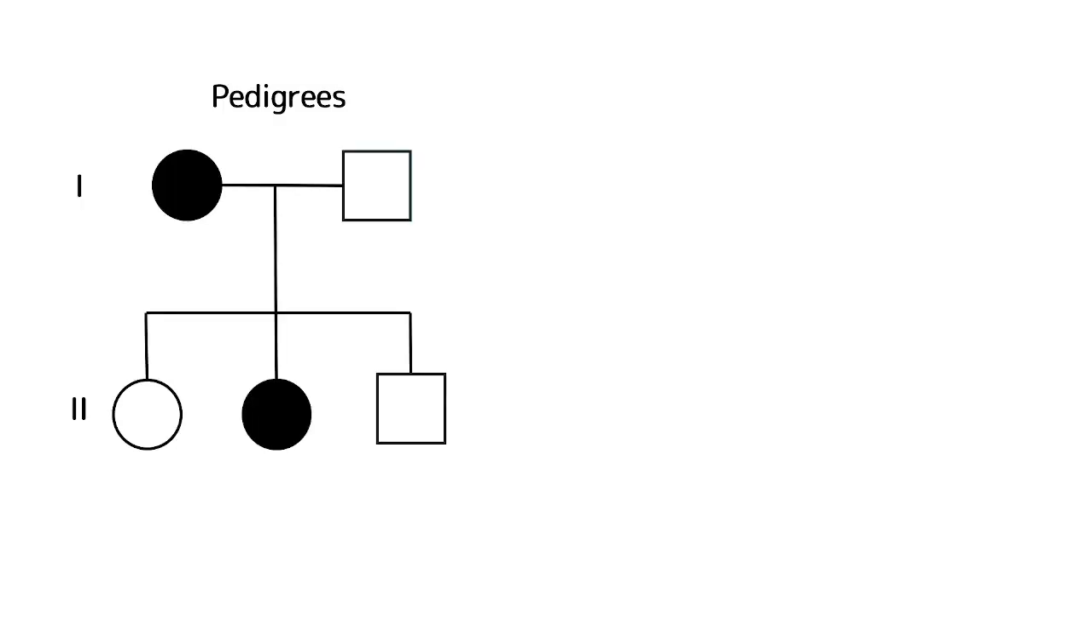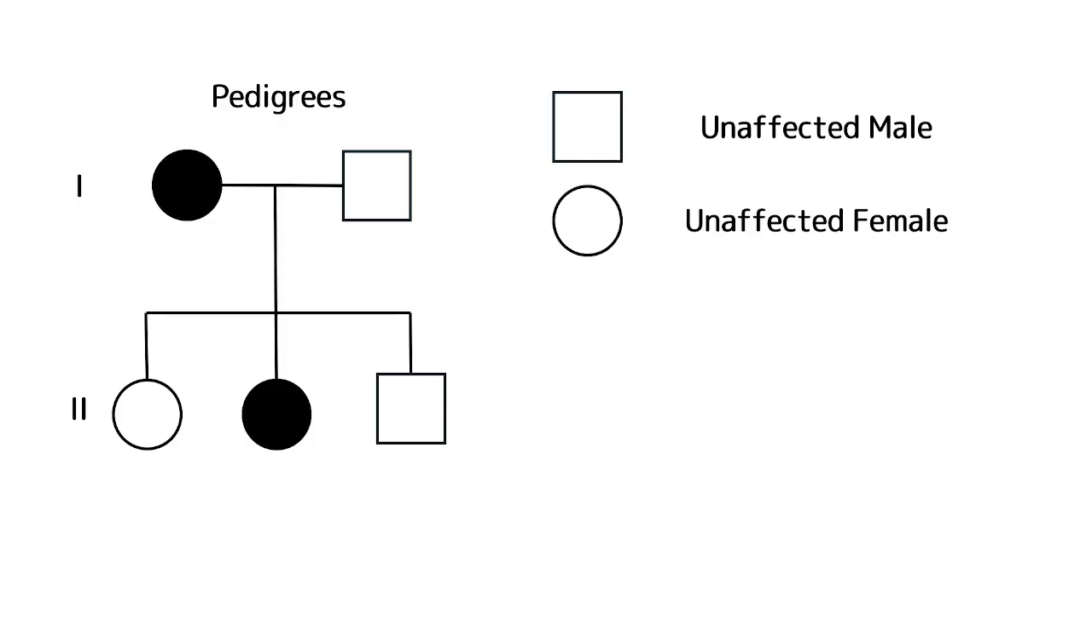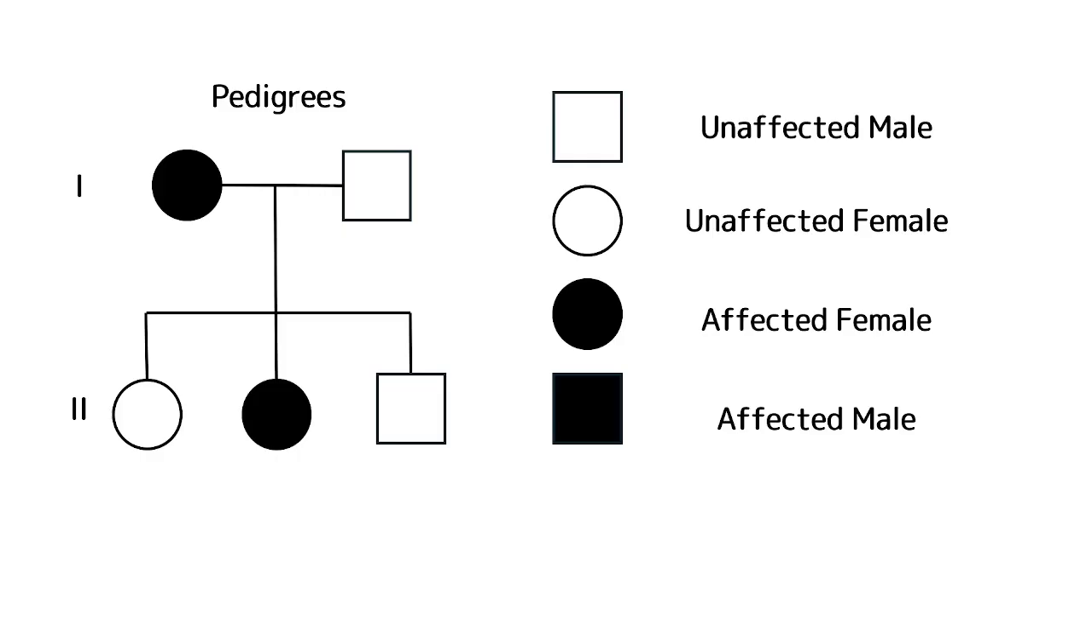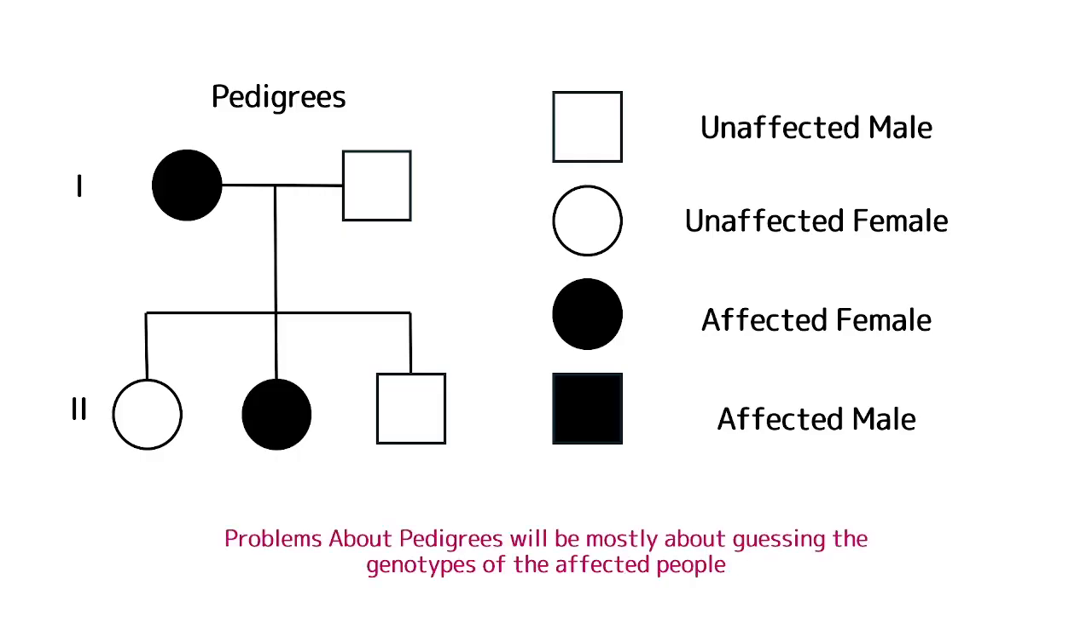Now, let's talk about pedigrees. Pedigrees are used to visualize the inheritance patterns between the parents and their offspring, and to define some roles. For example, the white square is the unaffected male, the white circle is the unaffected female, the black circle is the affected female, and the black square is the affected male. And when using pedigrees, the problems will be mostly about guessing the genotypes of the affected people.